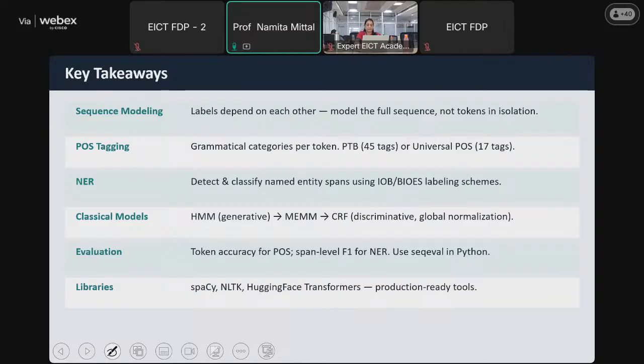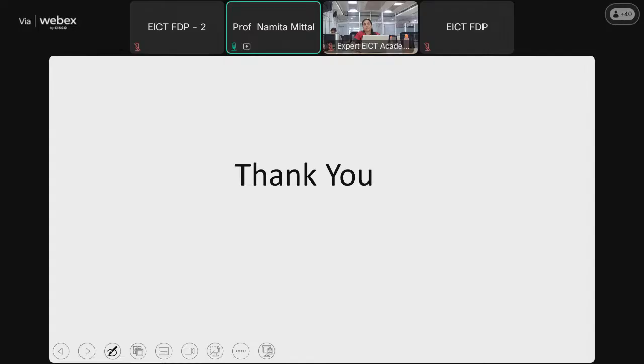Classical models: HMM, that is a kind of generative. MEMM, that is discriminative. And then CRF is discriminative, with global normalization. Evaluation is token accuracy for part-of-speech, span-level F1 for NER. Use seqeval in Python, that is the name of the library, sequence evaluation. You may use it. And libraries that are available and prominently used for this purpose: spaCy, NLTK, Hugging Face Transformers, and they are readily available and giving good results. So this is all about our third topic, sequence modeling.